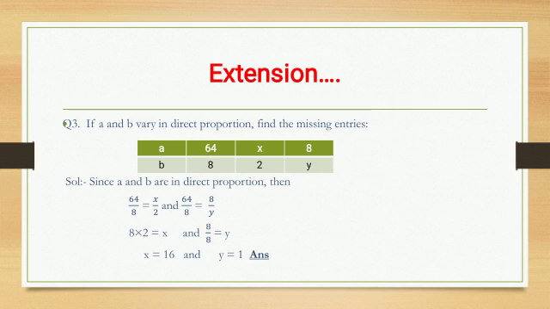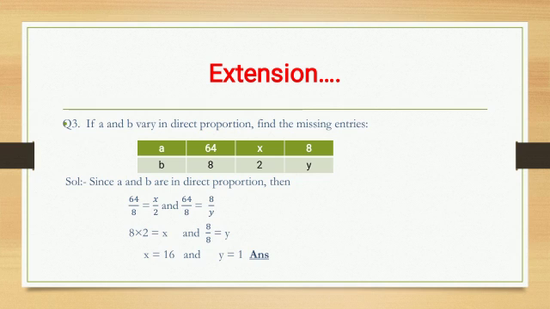Since A and B are in direct proportion, the first ratio, that is 64/8, should be equal to the second one, that is x/2, and you can also write that the first ratio, 64/8, is equal to the third one, that is 8/y. So from here we can find the values of x and y after solving this. What is the method of solving? That is the old method that we have learnt in our junior classes.